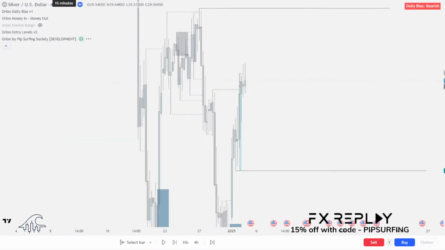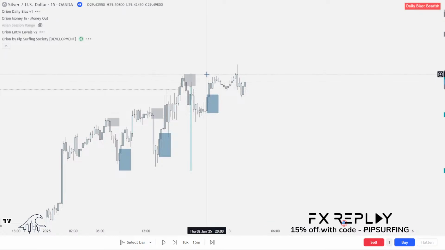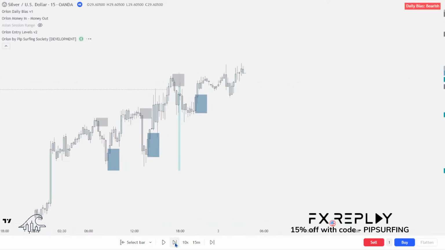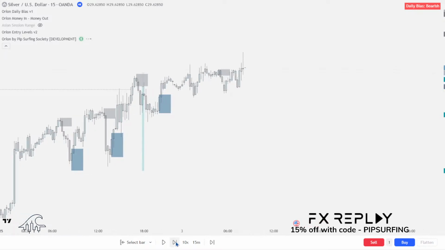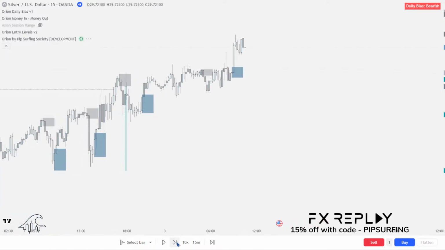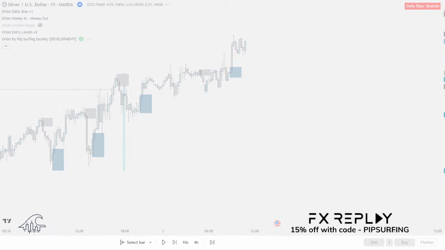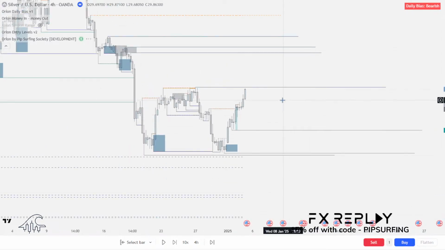It's exceeding its time here, I think. That was a high that was ran, but again, no entry. No entry. Back to a 4-hour here. Okay, so we run this high.